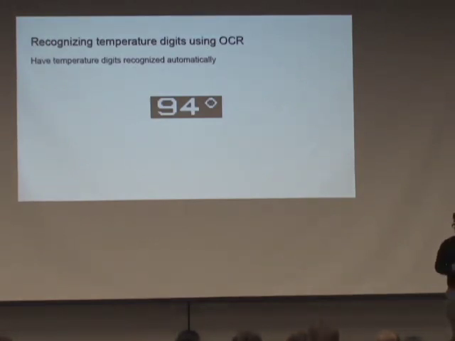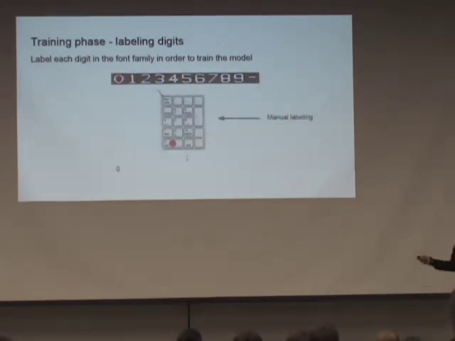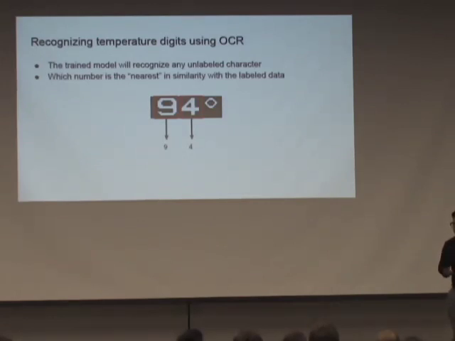In order to automatically obtain the temperature digits, as we can see here, we need to have a machine do it for us. However, a machine does not know what each one of these numbers means. So we have to teach this computer what the numbers mean by getting every number from the same font family and labeling them one by one, telling the computer what each number represents. After this, the computer is going to know what each one of the numbers from the same font family means. So if it ever comes across a number from the same font family, it's going to compare it with the unknown number and find which one's the nearest in similarity.